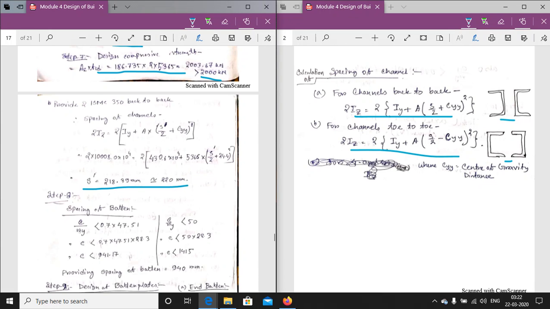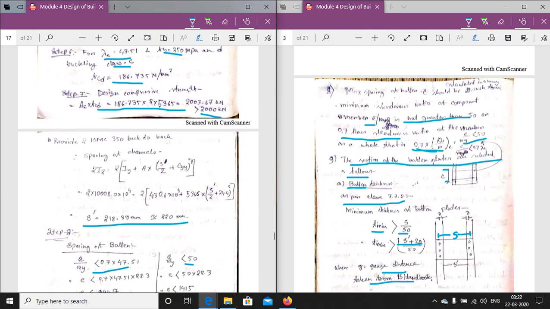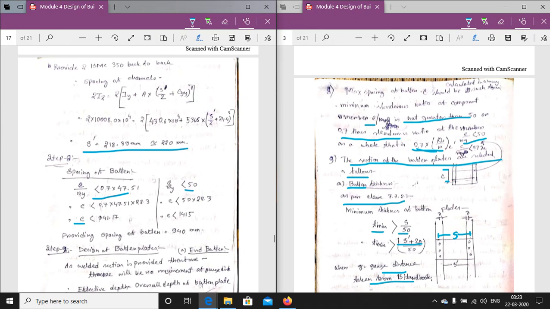We are getting the value of S dash, that is the spacing of the column, equal to 220 millimeter. Now step 8. Maximum spacing of the batten should be calculated in a way that the maximum slenderness ratio of the component, C by Ry, should not be greater than 50 and 0.7 into 47.51, that is the most unfavorable slenderness ratio. So C is equal to 941.17, which is less than 1015. Providing a spacing of the batten equal to 940 mm, so the condition is satisfied.